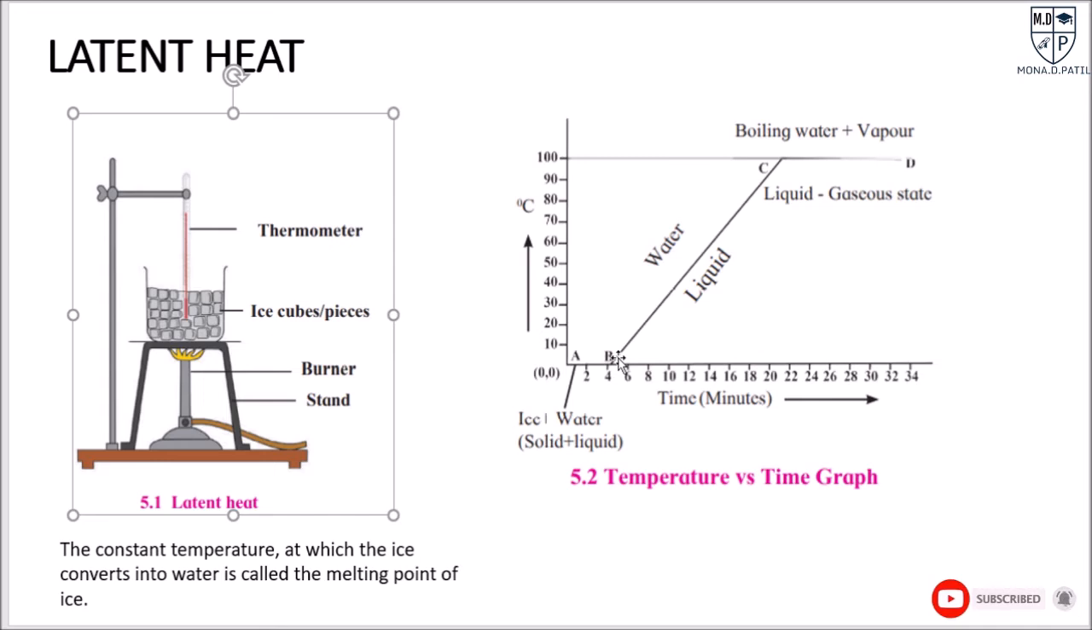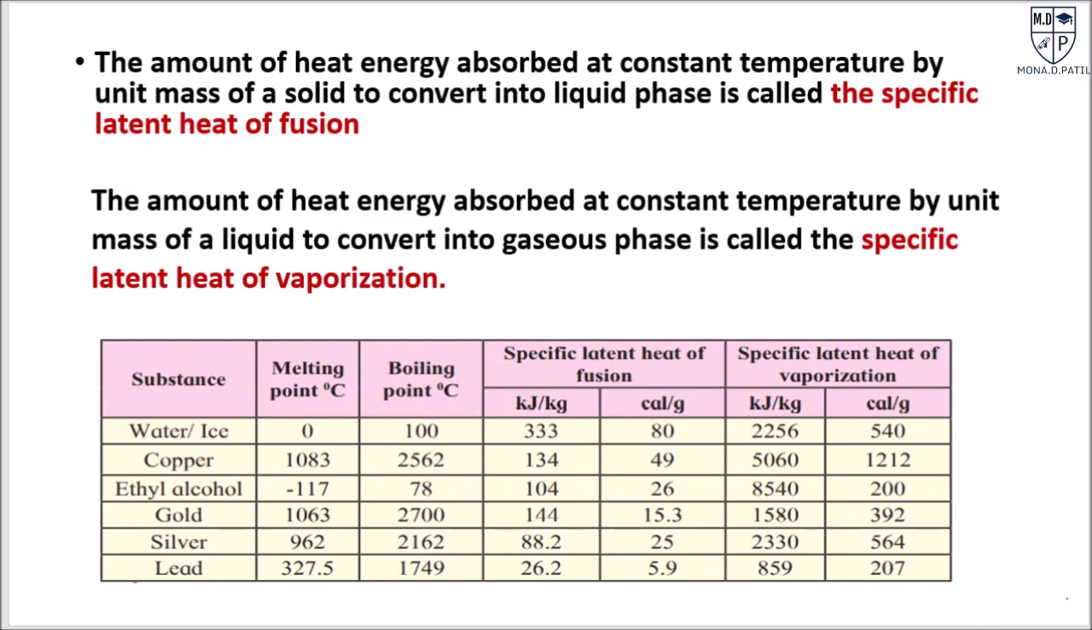The constant temperature at which ice converts into water is called the melting point of ice. The amount of heat energy absorbed at constant temperature by unit mass of a solid to convert into the liquid phase is called the specific latent heat of fusion. Then the amount of heat energy absorbed at constant temperature by unit mass of a liquid to convert into the gaseous phase is called the specific latent heat of vaporization.